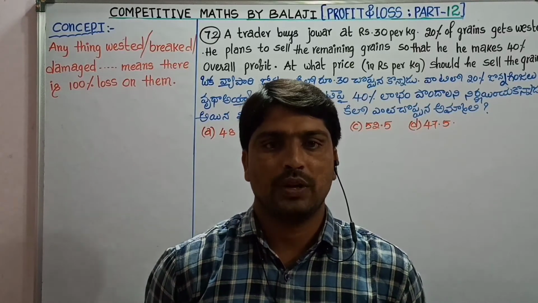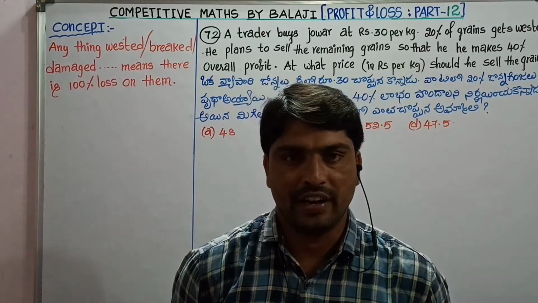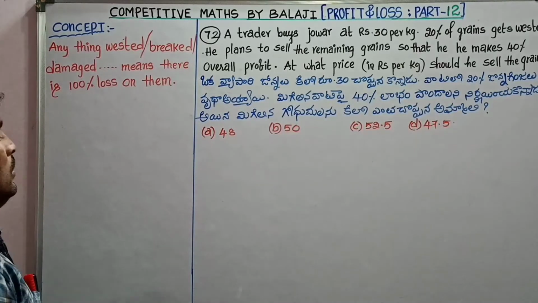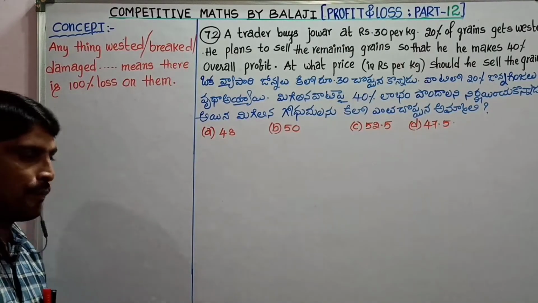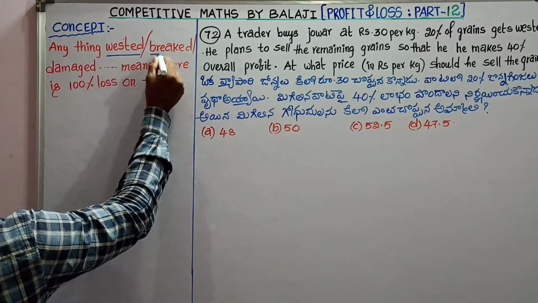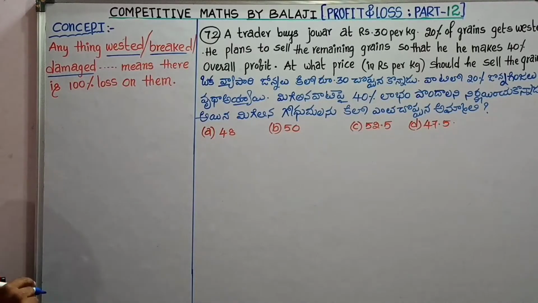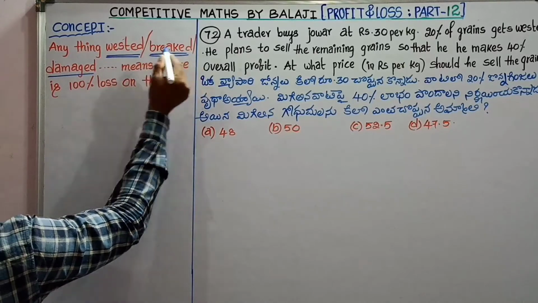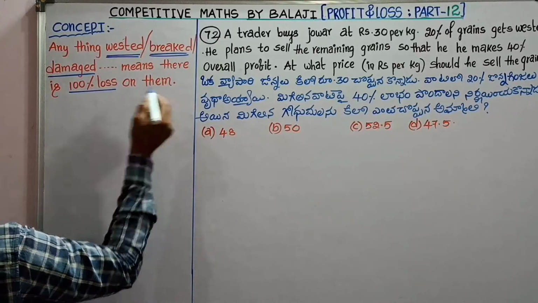Today we are going to part 12 of profit and loss, questions based on weighted average or deviation method. Question 72. Before that, let us see a small concept. Anything wasted or broken or damaged means there is 100% loss on it.